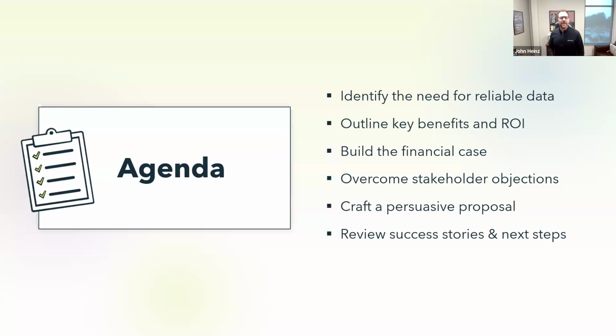The main agenda for the day, we're going to identify the need for reliable data. So what is the real need? Why do you need software? Outline key benefits of software and ROI potential. And what we want to do is give you as much as we can to give you realistic ROI potentials, because the natural question is, well, if you're making the investment, can you expect a return on investment? So doing what we can to prep you and arm you as best we can.